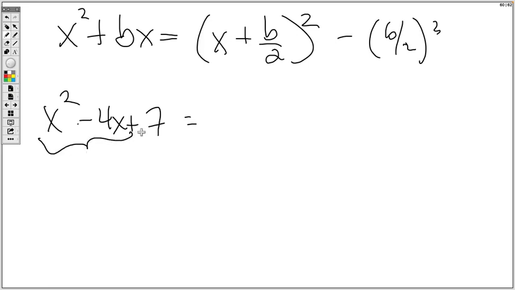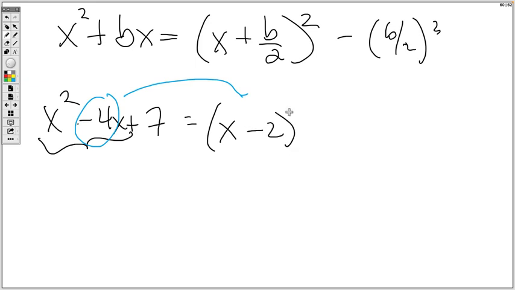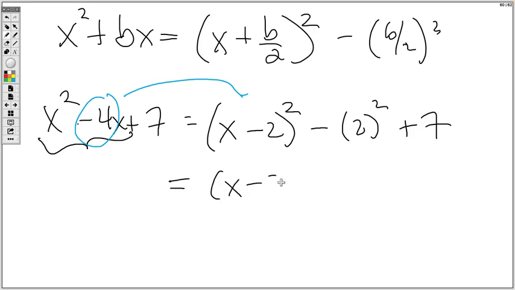So there's that x squared plus bx part. The coefficient of x squared is 1, so that's good. Yesterday we had to factor stuff out. We don't need to do that today. The b here is negative 4, so what's b over 2? Negative 2, minus b over 2 squared, plus 7. So this gives us an x minus 2 squared plus 3.